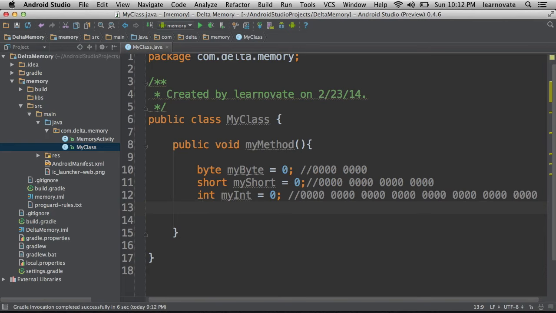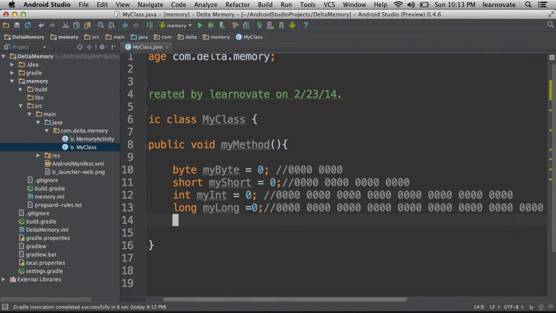Well, maybe we want to have a number that's just not able to be expressed with 32 bits. And for that, we have a long. Its default value is also 0, only it uses a whole 64 bits in order to describe the number it's going to describe.